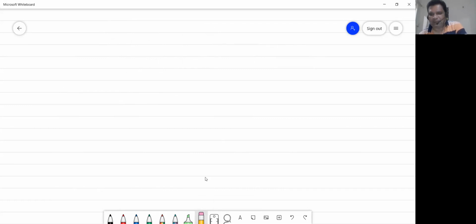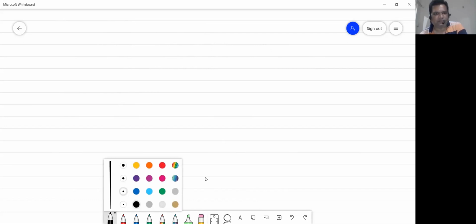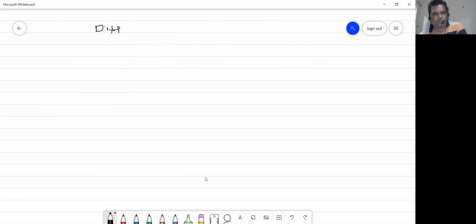Now, different types of matrix. What are the different types of matrix? First is called the row matrix. You have already studied this in your 10th standard, but I am revising with brief examples.